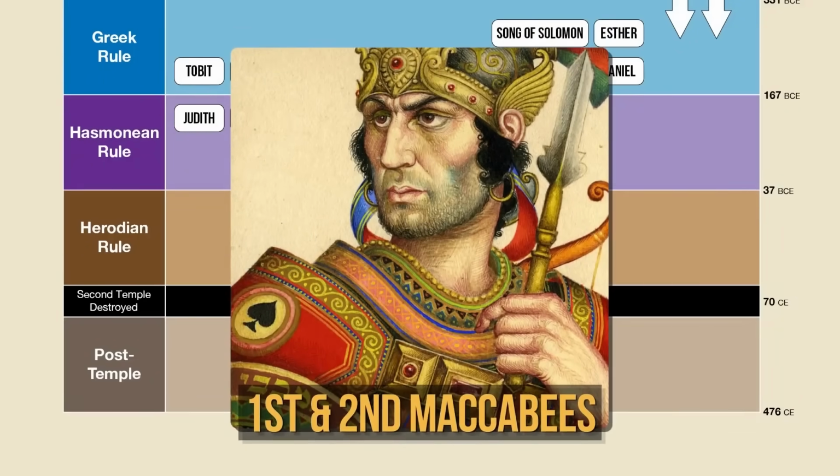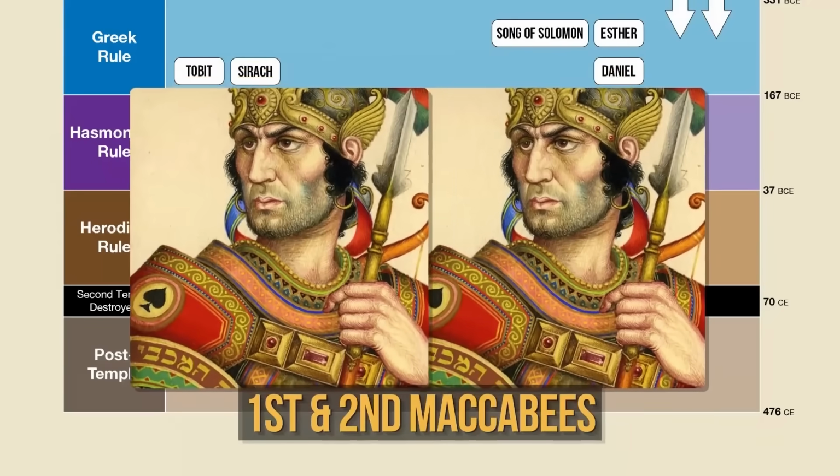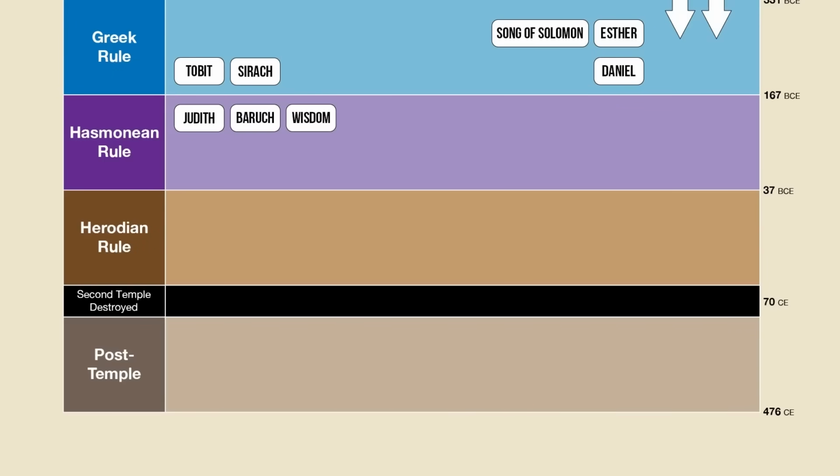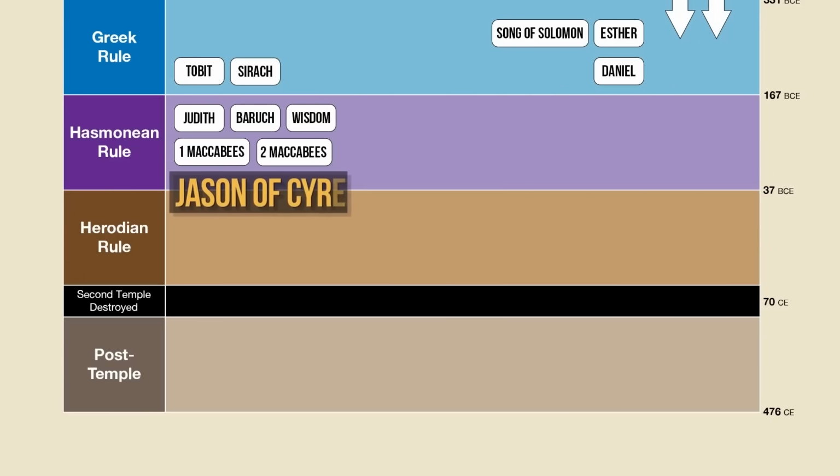However, please note that these two books are not a part 1 and part 2. Instead, they are two different versions of the same events, written by two different authors. 1st Maccabees was originally written in Hebrew by someone living in Judea, whereas 2nd Maccabees was written in Greek by someone living in Alexandria, Egypt. Both were written around 100 BCE. We do not know the name of either author. However, 2nd Maccabees is supposedly a condensed version of a now lost 5-book series about the Maccabees, written by a man named Jason of Cyrene.